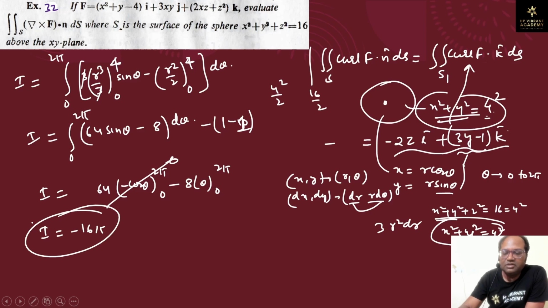Answer. Let us discuss question number 33. How can we solve this? Similarly, based on the previous result, let us plot this cone. We have to evaluate del cross A dot n cap ds along the surface S, and S is the surface of the cone.